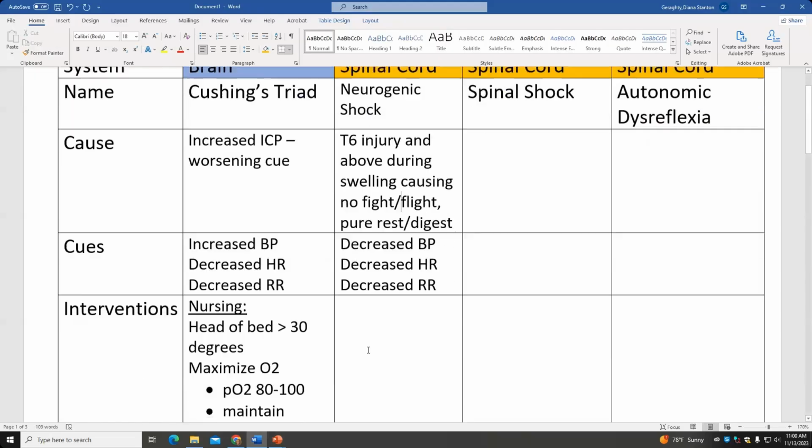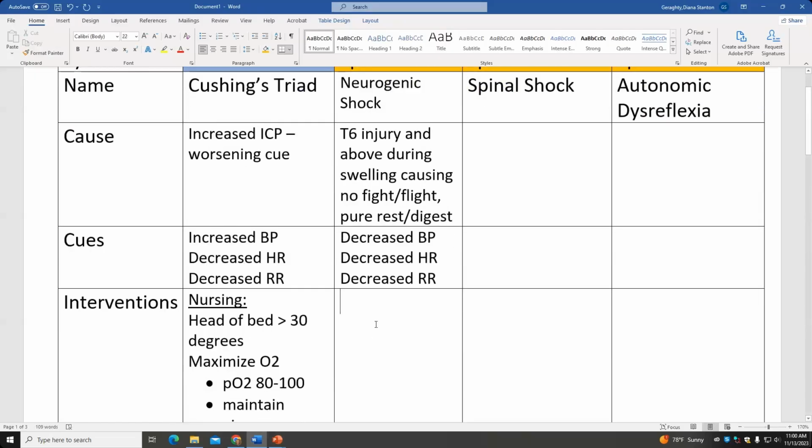So what do you think we're going to do for neurogenic shock? What do you want to do for the blood pressure, heart rate, respiratory rate? How are we going to fix this? Throw some fluids. Are fluids going to help? It might, because why is our blood pressure so low? What has rest, digest done to drop our blood pressure? What does the parasympathetic system do? Causes vasodilation.